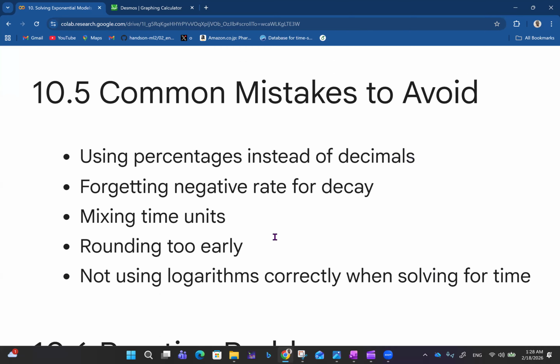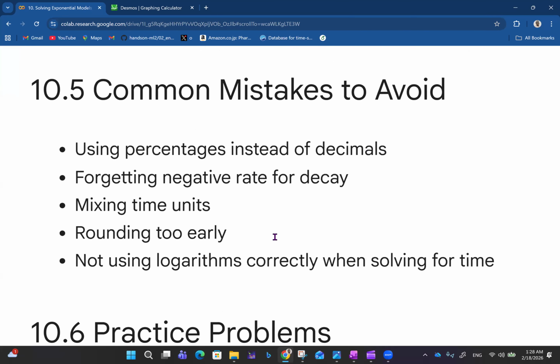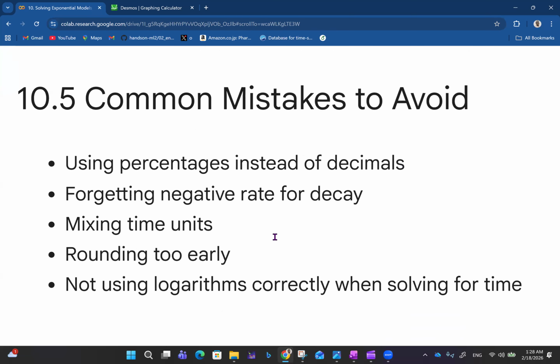All right. Section 10.5 tells us common mistakes we need to avoid when we're using exponential or indicial models. First, using percentages instead of decimals. Don't use percentages, use decimals instead, because percentages can be really confusing. Then, forgetting negative rates for decay. If there's a decay, you have to use negative rates. That's the basic difference between growth and decay: a positive rate is growth, a negative rate is decay.